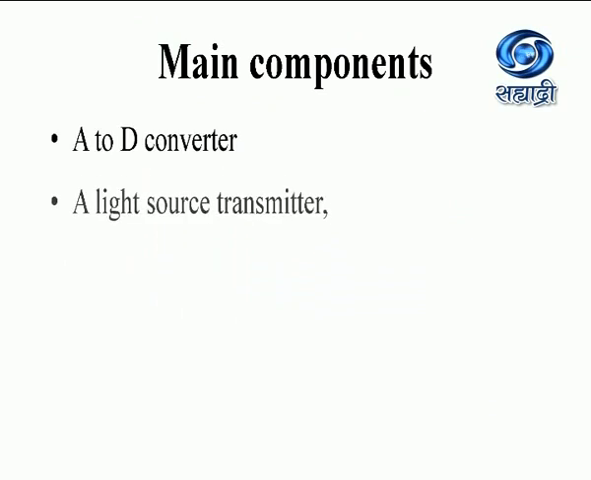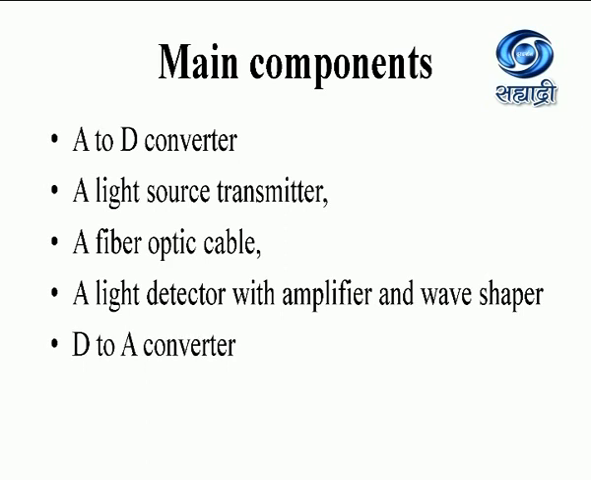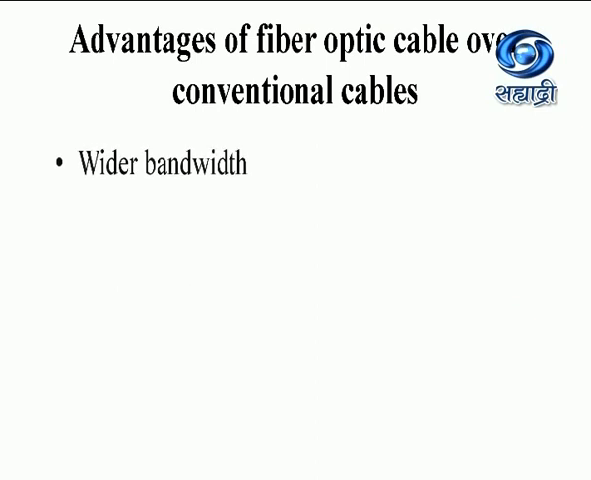So the main components of fiber optic communication are, first, an A to D converter, that is analog to digital converter. Then a light source is required in the transmitter section, a fiber optic cable, a light detector with amplifier and wave shaper in the receiver section, and the last is a D to A converter, that is digital to analog converter. Advantages.